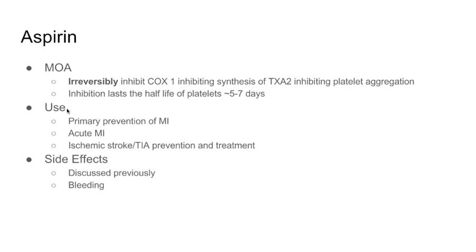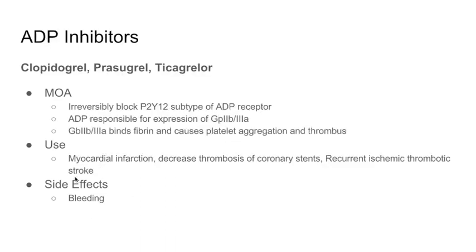So what is it used for? Is it used for high-pressure circuits or low-pressure circuits? First, it's an antiplatelet, so high-pressure circuits. So myocardial infarction, you can use it for primary prevention, so patients that have not had a heart attack. You can use it for an acute heart attack, or you can use it for ischemic stroke or TIA prevention and treatment. Side effects, we've discussed it previously, but the main thing is bleeding.